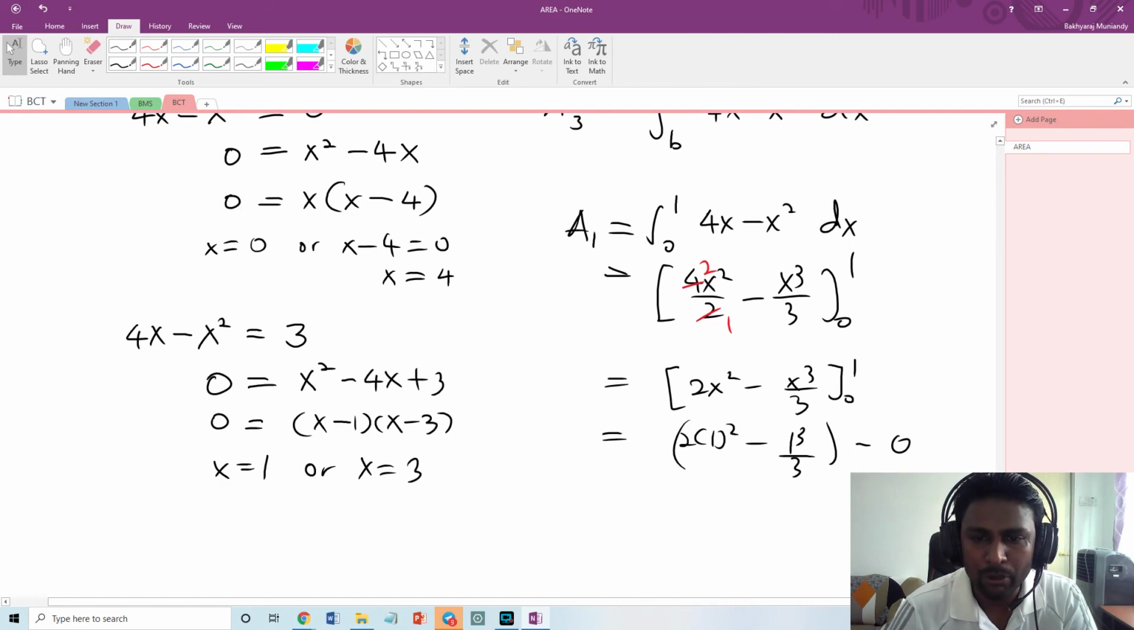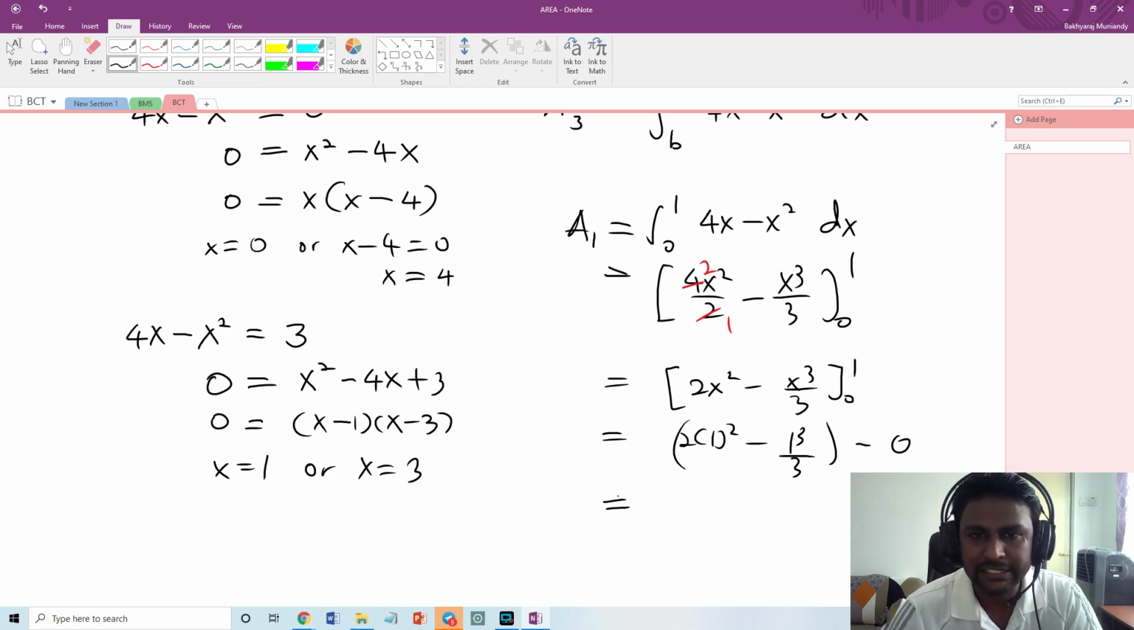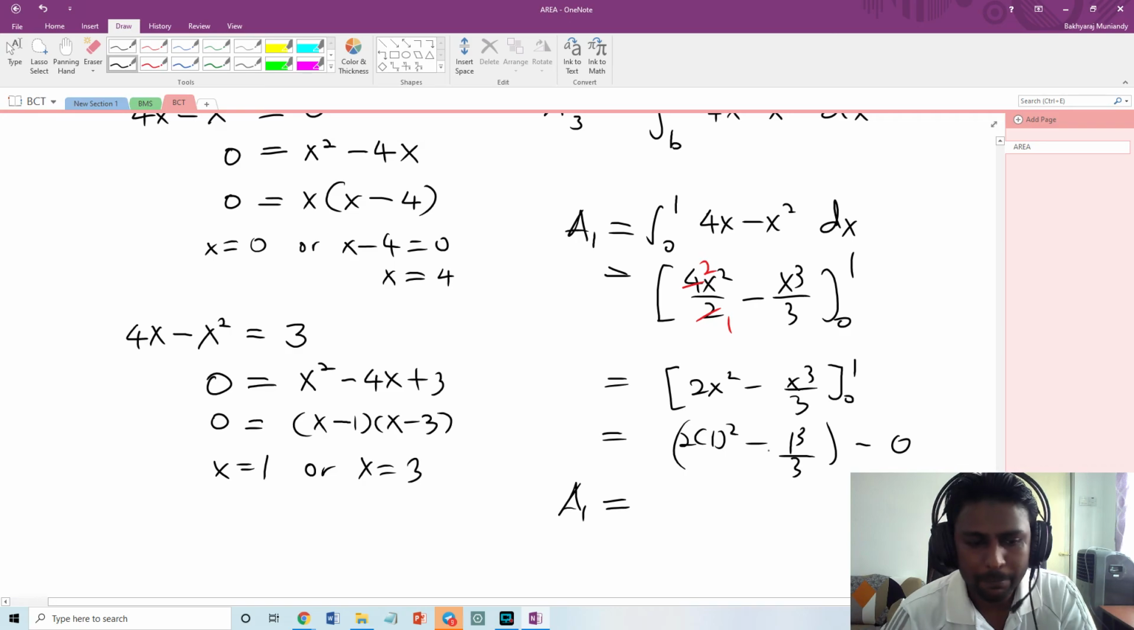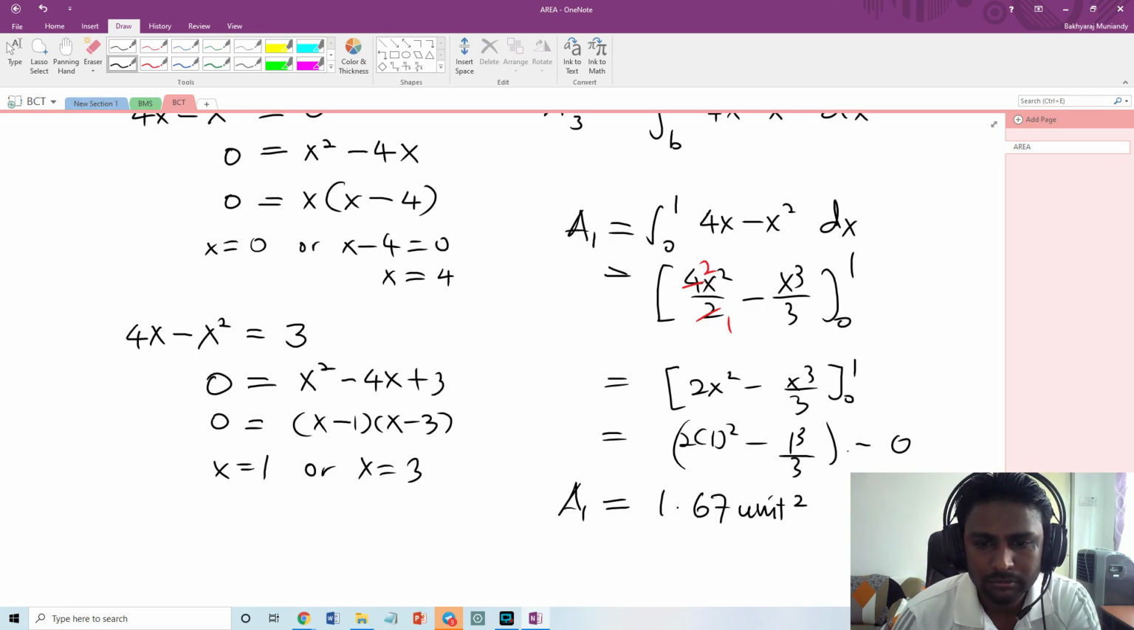Okay, what is his answer for A1? So 2 minus 1 over 3. So I think you get 1.67, right? Okay, so kita dapat 1.67 unit square. So kita dapat A1 lah. Answer for area 1. Okay, answer of area 1.